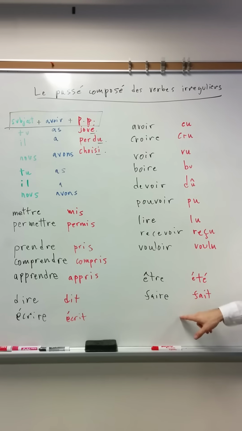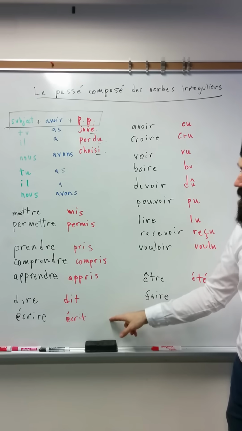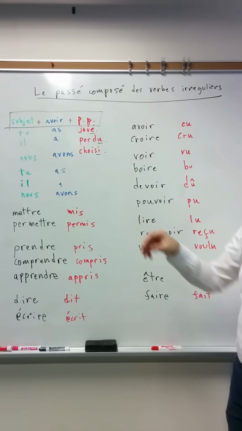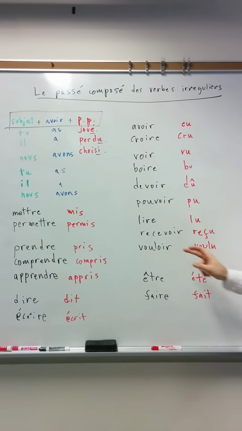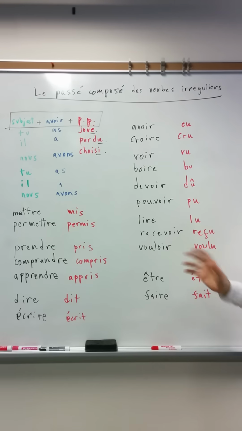And then we have two kind of exceptions. You'll notice here that these ones all end in the same E sound that we have in our IR verbs. You'll notice all of these end in the U sound that we have for our RE verbs. Same sound, right? But then we have these two exceptions, which are être and faire. They're extremely important verbs, so you have to know these two for sure. The past participle of être is été. Past participle of faire is fait. Okay?